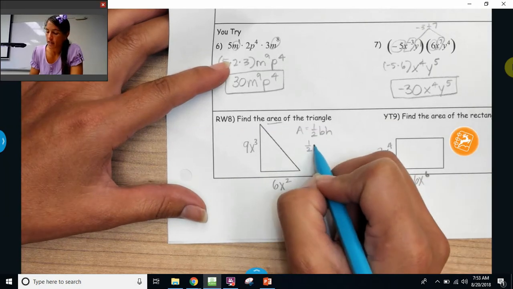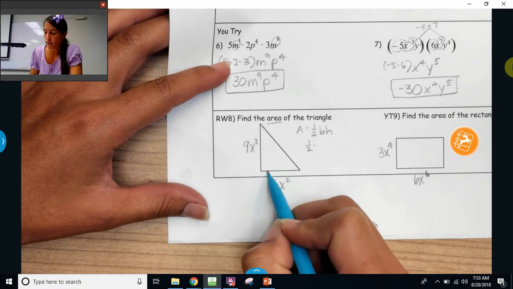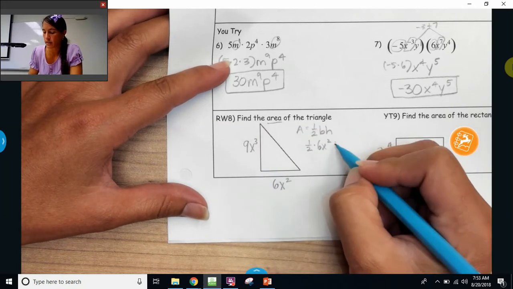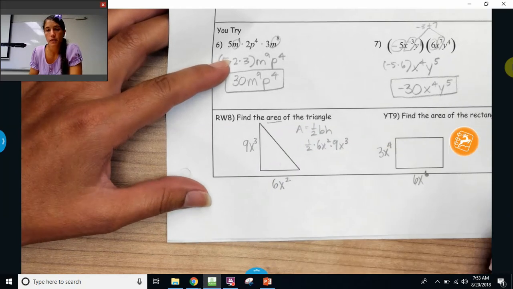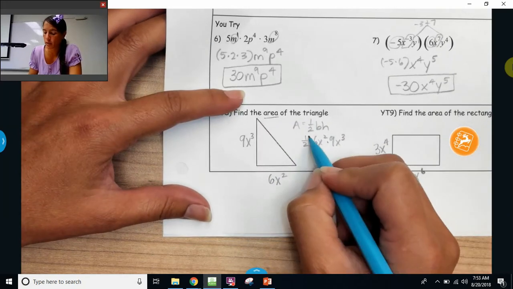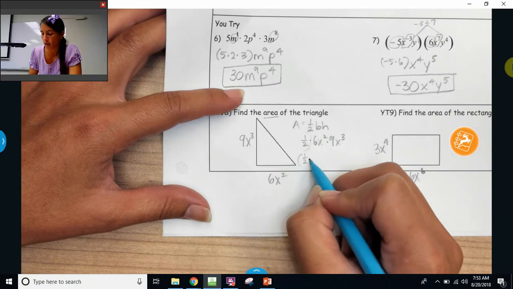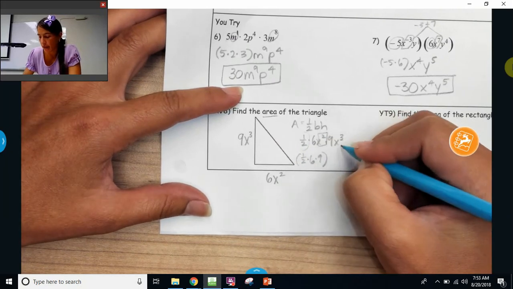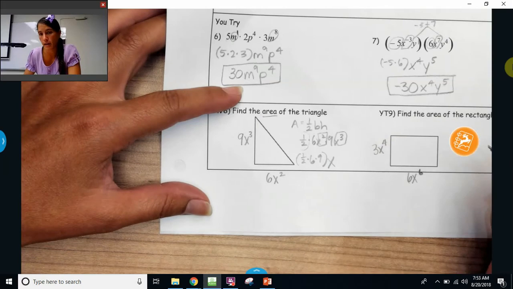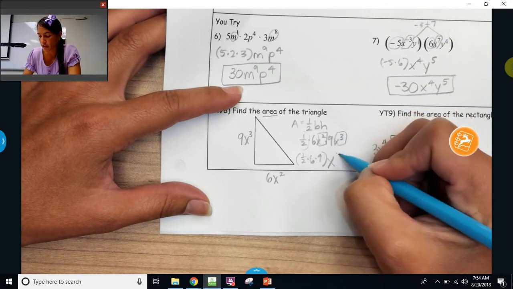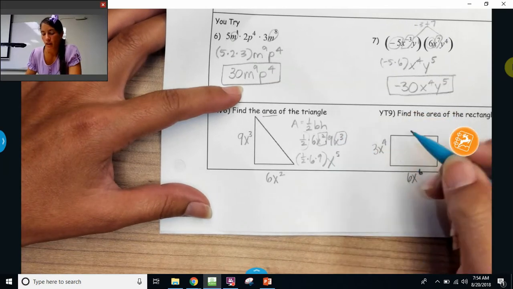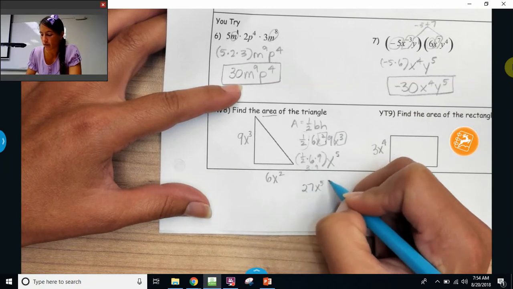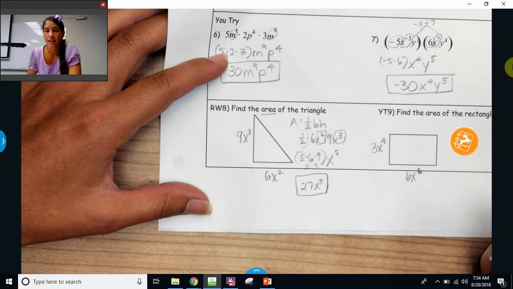So we bring our 1/2 down. Now the base of the triangle right here is 6x squared, and the height of the triangle is 9x to the 3rd. And now I'm going to multiply. Again, we're going to multiply our coefficients. 1/2 times 6 times 9. And my x's are the base, so I'm going to keep my x the same, and I'm going to add my exponents. 2 plus 3 is 5. 1/2 times 6 is 3. 3 times 9 is 27. X to the 5th. That is the area of this triangle.